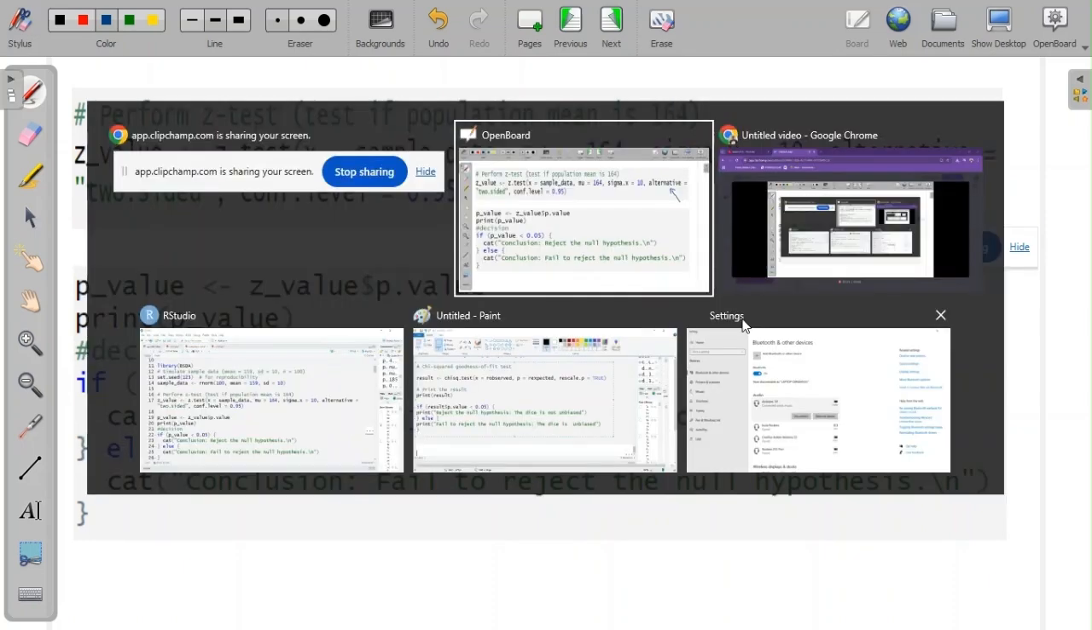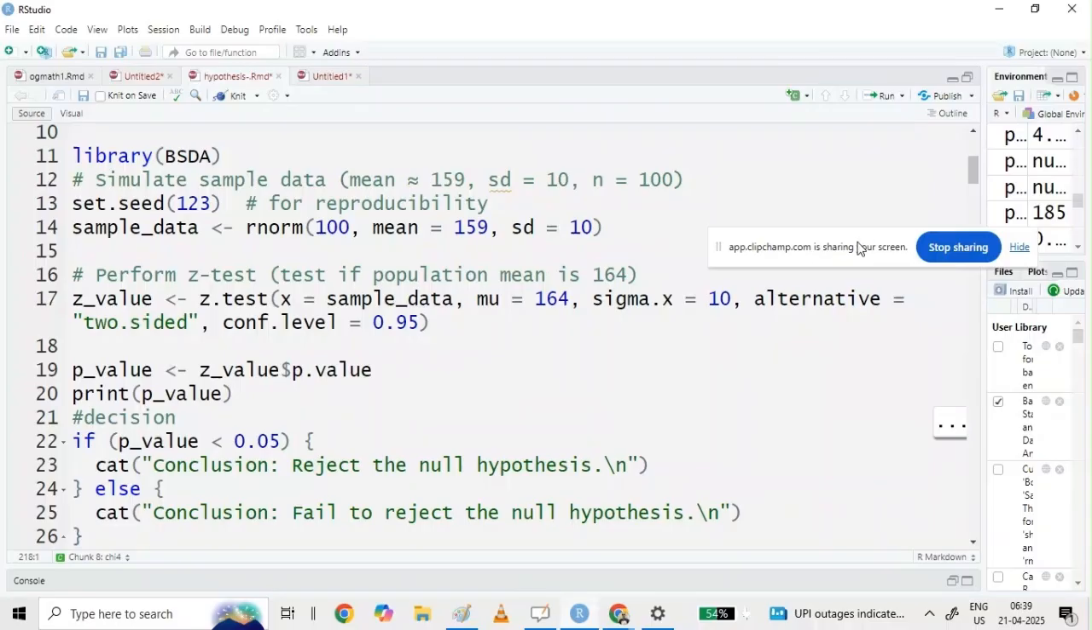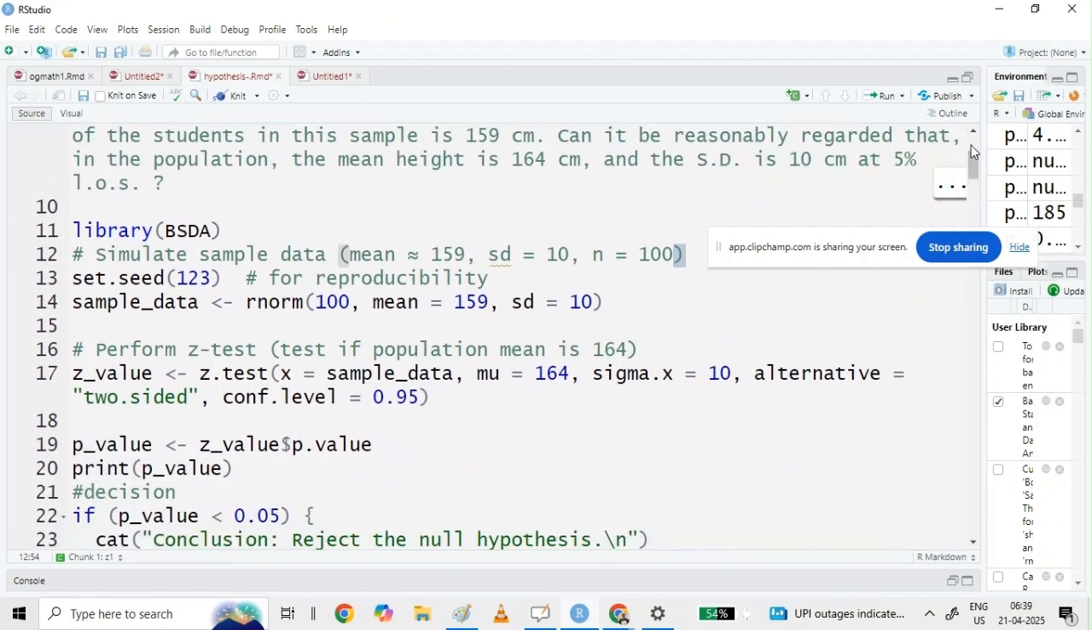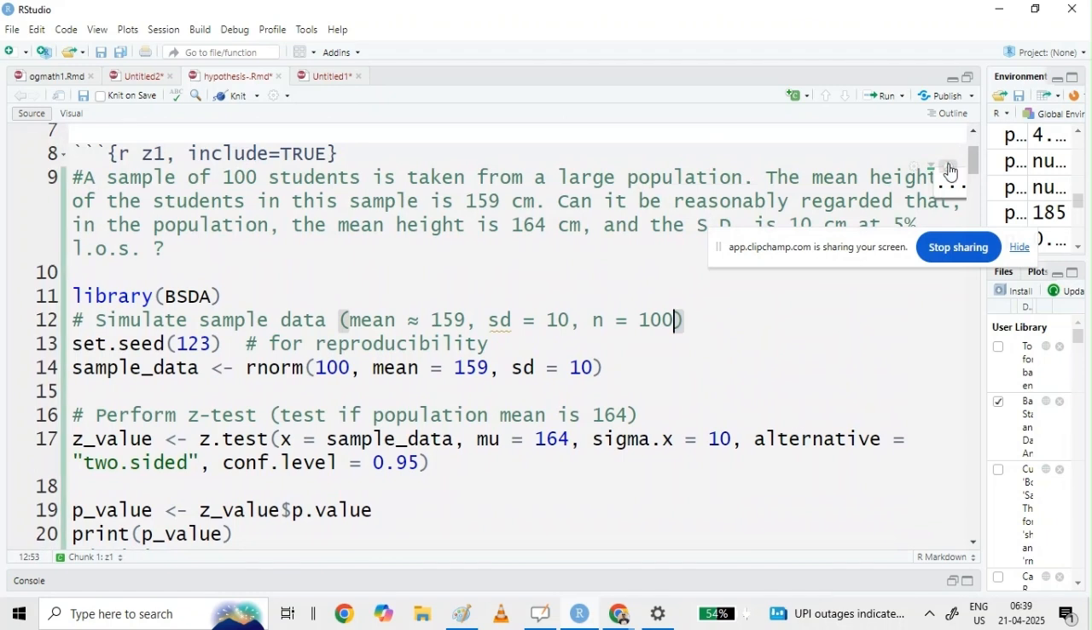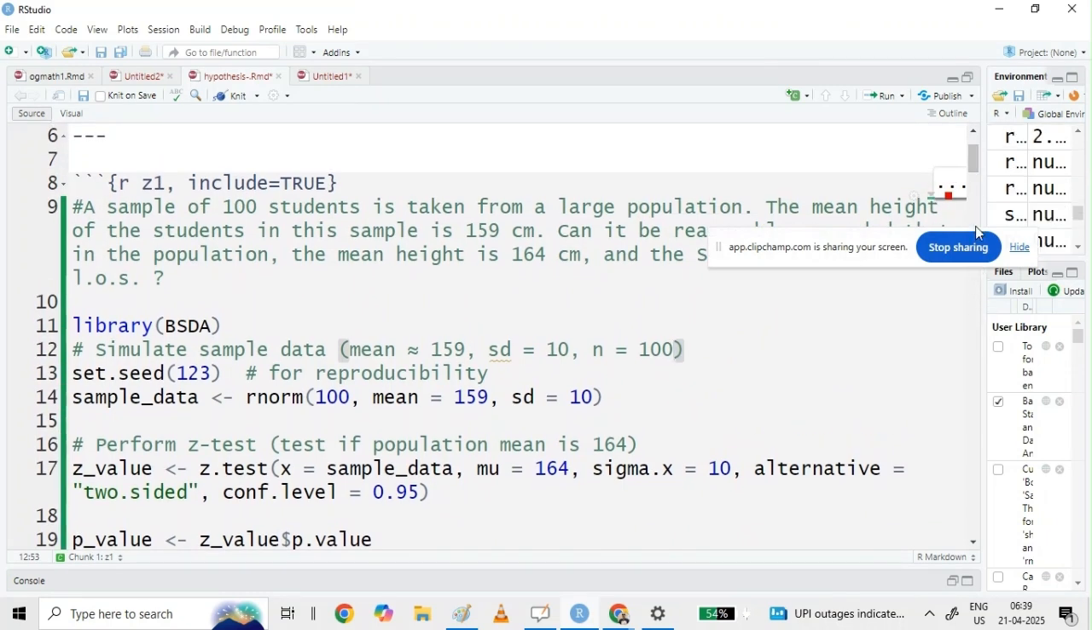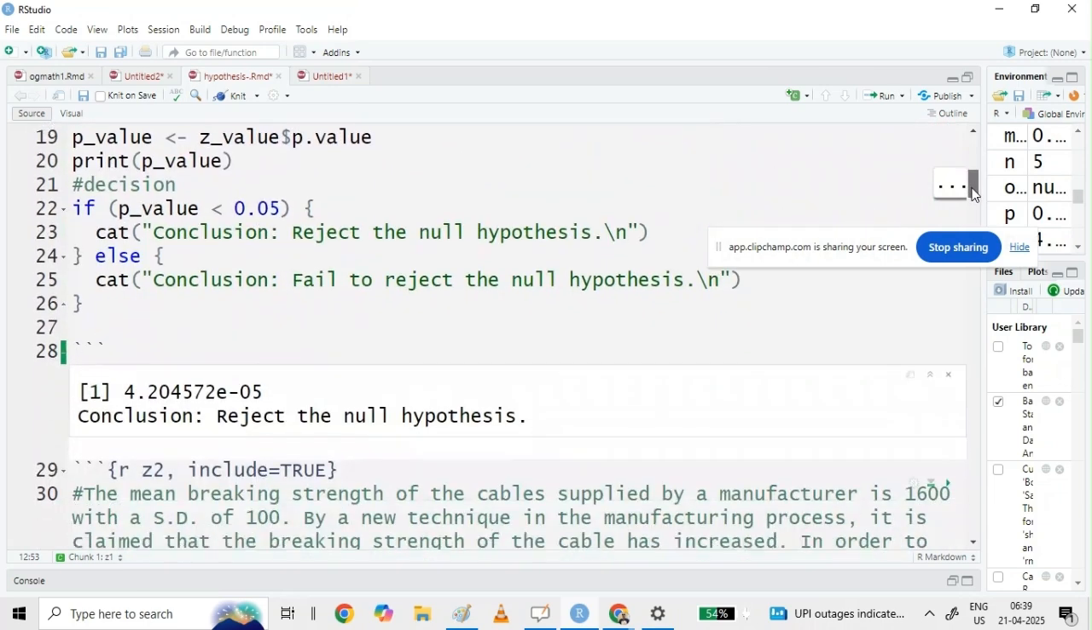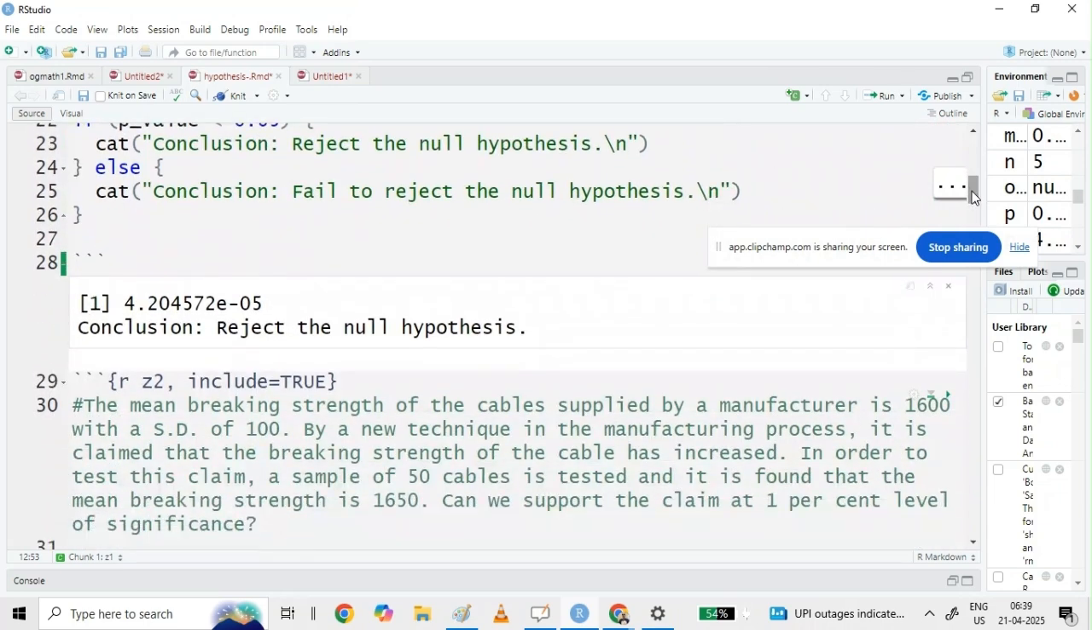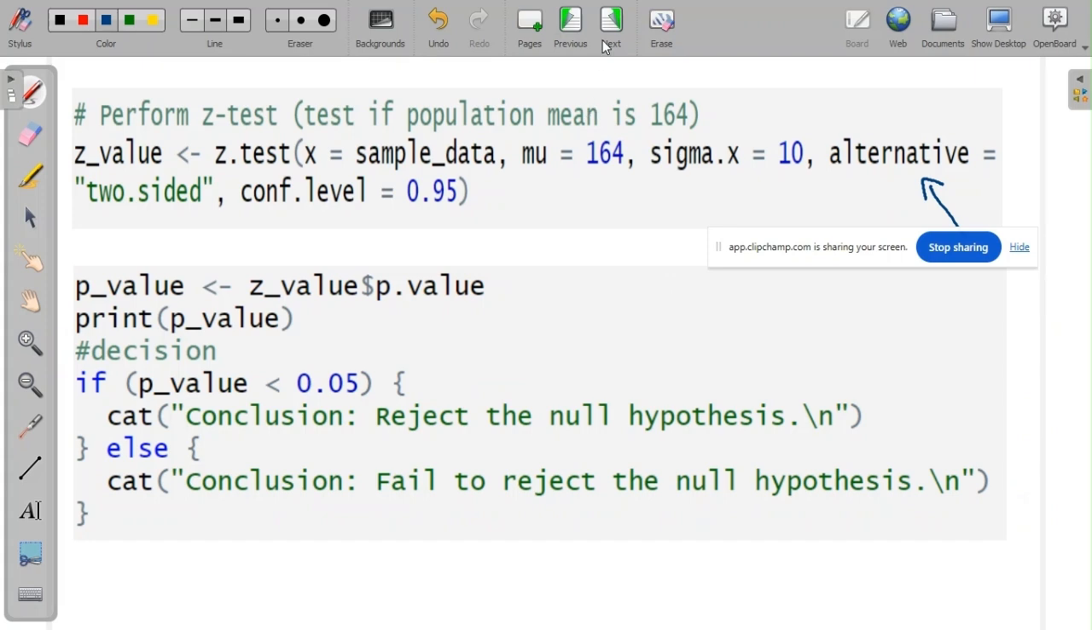Now, having written the code, let's try and execute the same using RStudio. I have called the package using the library function, and now let's run this chunk and find out what the result is. So this should return an answer. Yes, we observe that the p-value is 0.4204 times 10 to the power of minus 5. So it is 0.000. And comparing this with alpha, we see that it is less than alpha, and hence we reject the null hypothesis. So this helps us decide in a very quick manner.